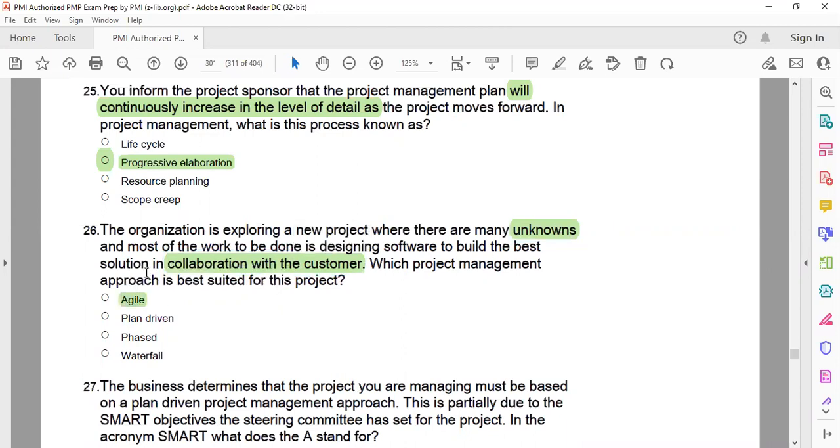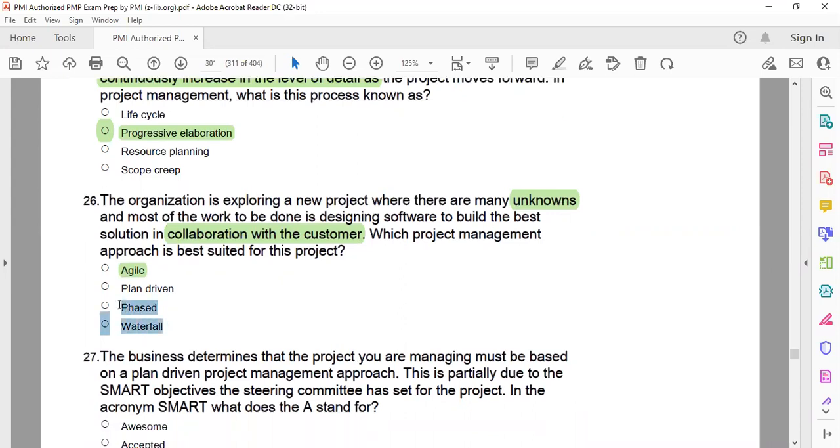I already taught you another method of elimination, which means if you find the similar answers, they can never be the right answer. This is another technique if you cannot detect it from the keywords, detect like this. So if you look at it, B, C, and D, they are the similar meanings. So they can never be the right answer.